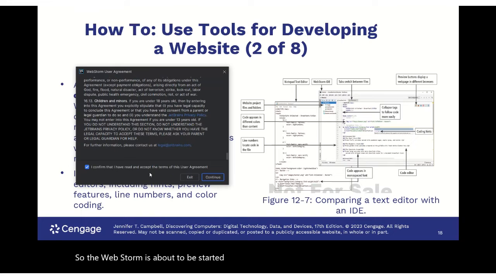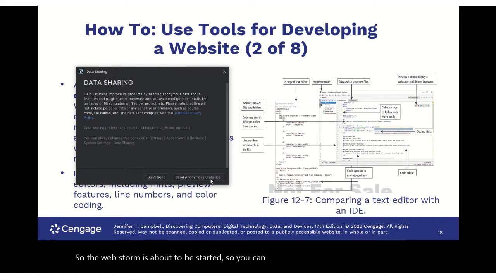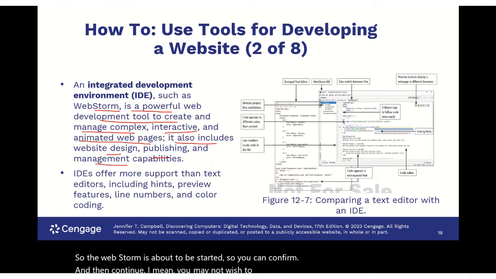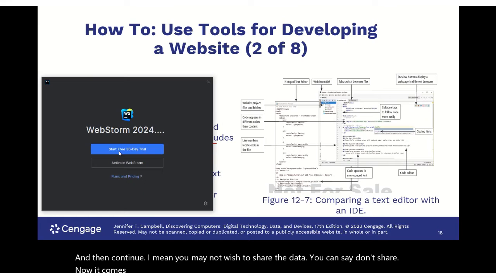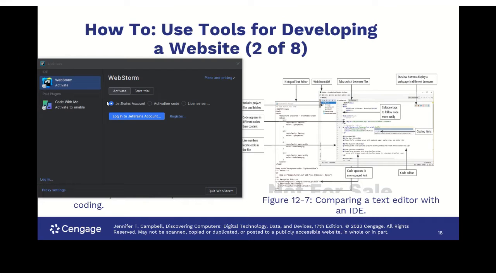So you can confirm and then continue. I mean, you may not wish to share the data. You can say don't share. Now it comes start free 30-day trial or activate WebStorm. That's where I guess you have to enter your student credentials. Once you go to WebStorm, it will ask you to log in to a JetBrains account.